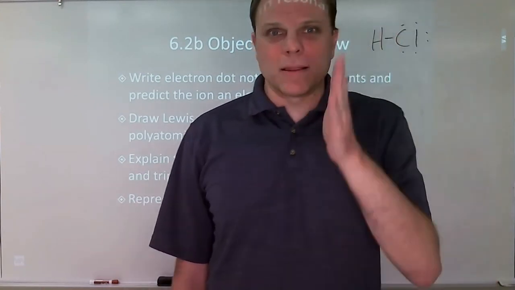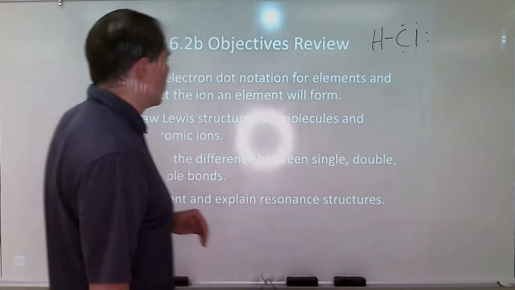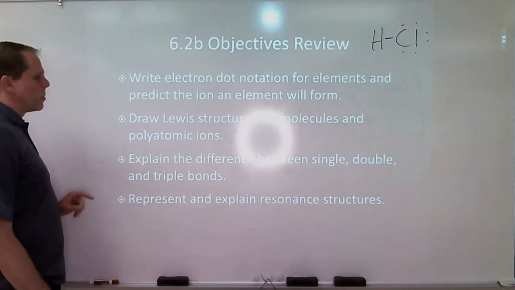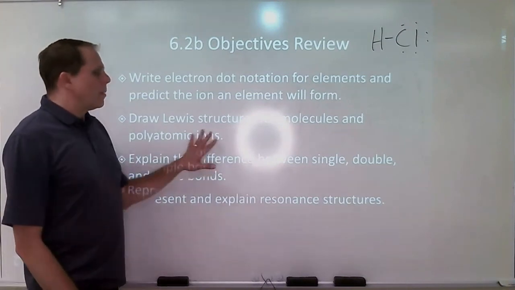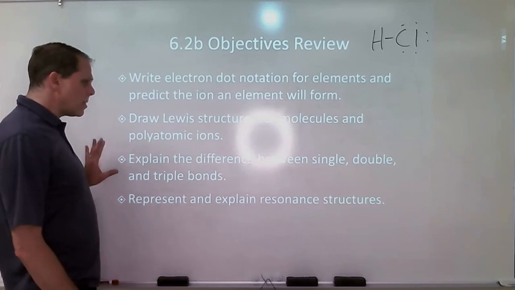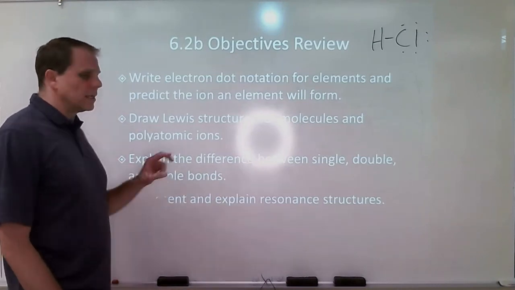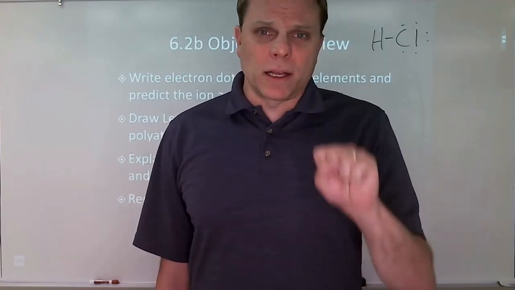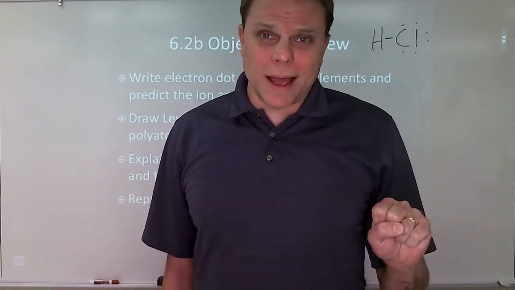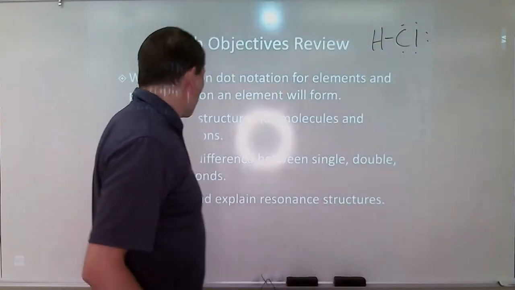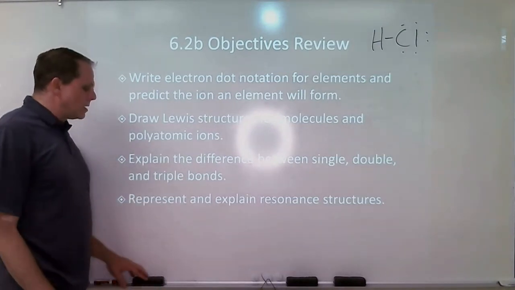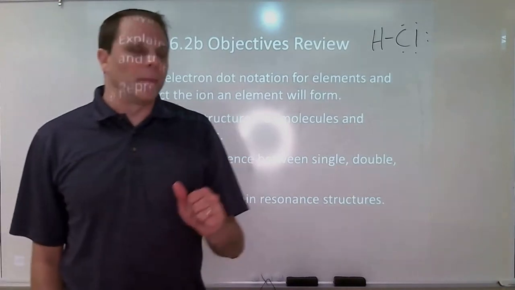So the carbon is right in the middle. It could go +4, -4, the ones that have 4 electrons, right? But that's how you're going to know that. Draw the Lewis structures for molecules of polyatomic ions. Yeah, we can do that. Polyatomic ions, remember, have the brackets. Explain the difference between single, double, and triple bonds. Single bond has how many electrons shared? Double bond has how many electrons shared? Triple bond has how many electrons shared? 6. Okay, so we got 2 for a single bond, 4 for a double bond, and 6 for a triple bond, okay?